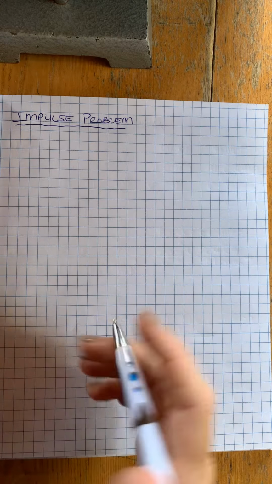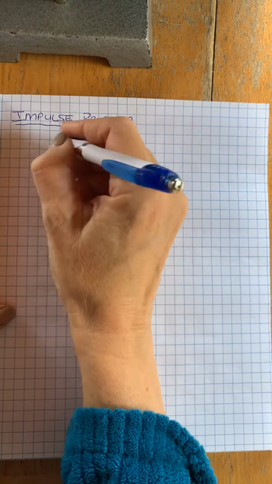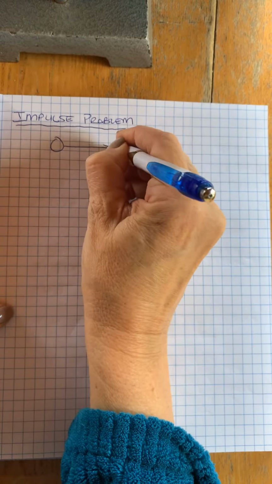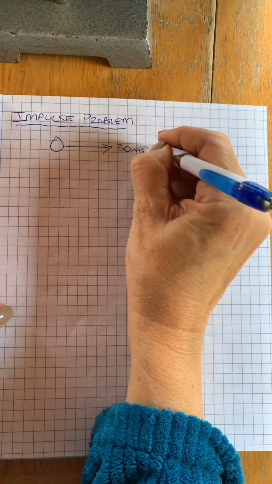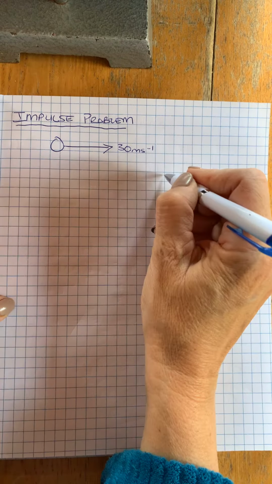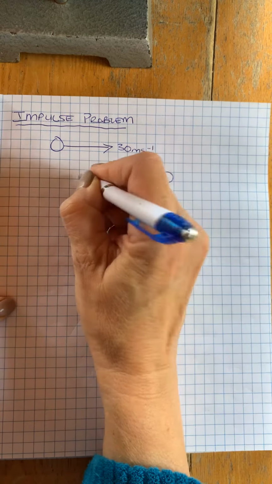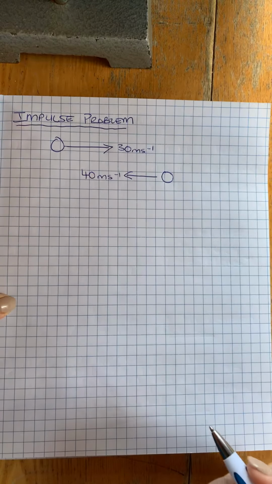Okay, let's look at the impulse problem now. So we've got Tupaia hitting a tennis ball at 30 meters per second towards Shannon. So that's 30 meters per second in that direction. And then Shannon hits the ball directly back at 40 meters per second. So that's your situation there.